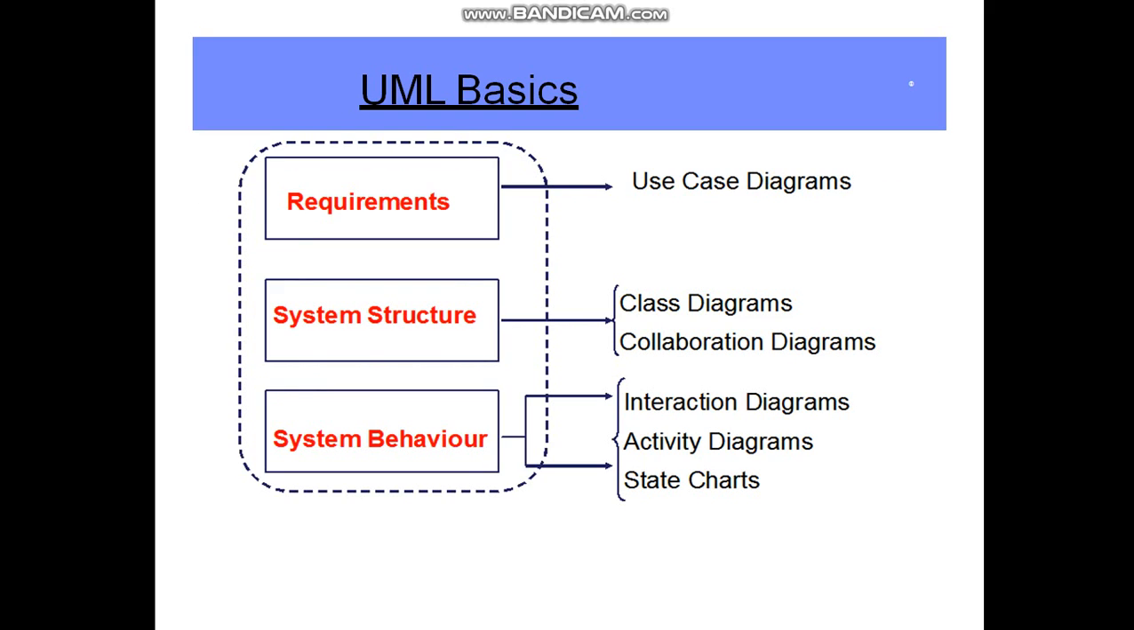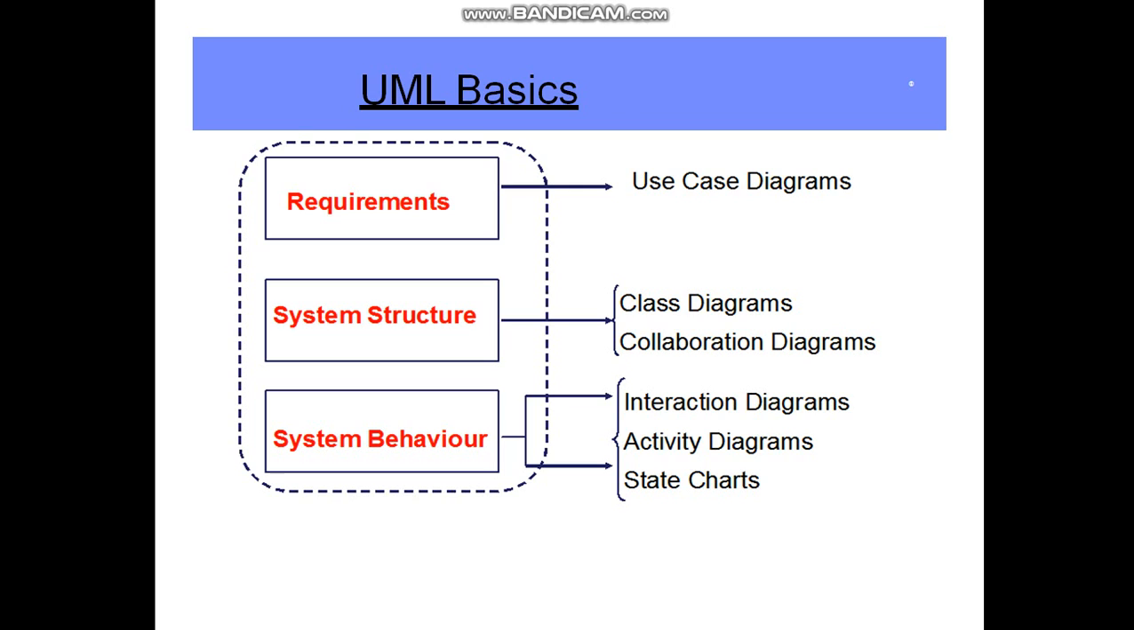There are some basic UML. There are three basic elements of UML. First one is the requirements. Requirements totally depend upon the use case diagram. System structure is a part of the class diagram and collaboration diagram. System behavior is a part of the interaction diagram, activity diagram, and state chart diagram.